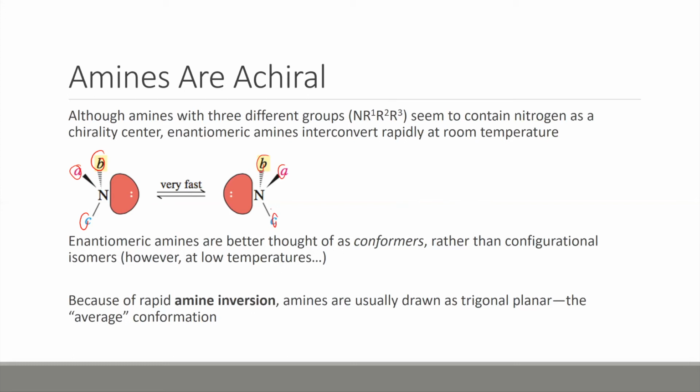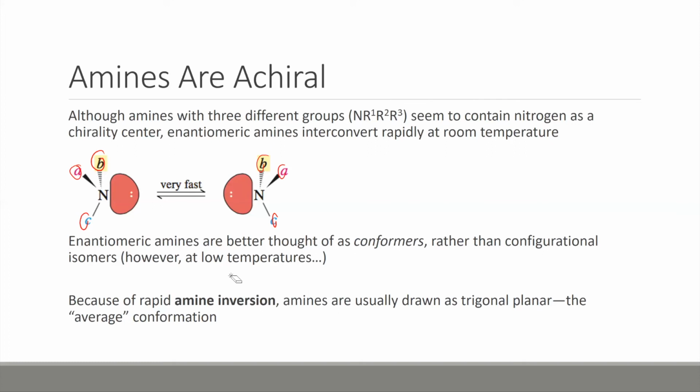Naturally, if you just took these by themselves and tried to superimpose them and they stayed as they were, they would be non-superimposable mirror images. However, nitrogen tends to interconvert between these two, and this lone pair can move back and forth very easily on an amine. This happens very fast, and because it happens very fast, we cannot technically think of these as enantiomers. They're constantly going between each other.